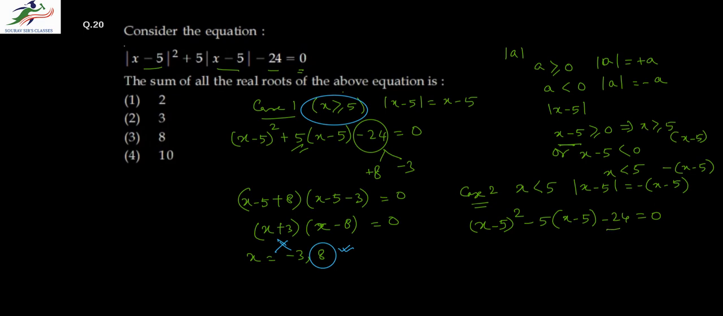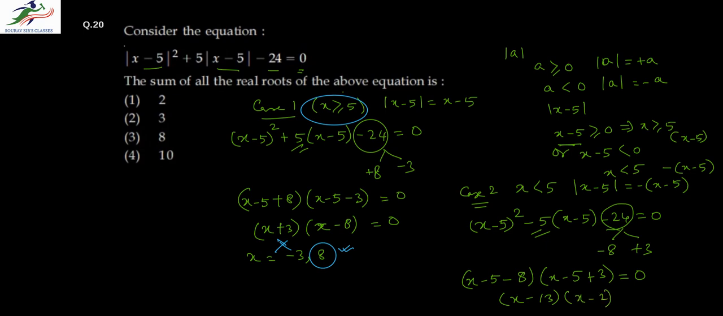Now we have to break minus 24 to give minus 5. So this will be minus 8 and plus 3. So we have x minus 5 minus 8 into x minus 5 plus 3 is equal to 0. So therefore x minus 13 into x minus 2 is equal to 0. That means x can be equal to 13 or 2.